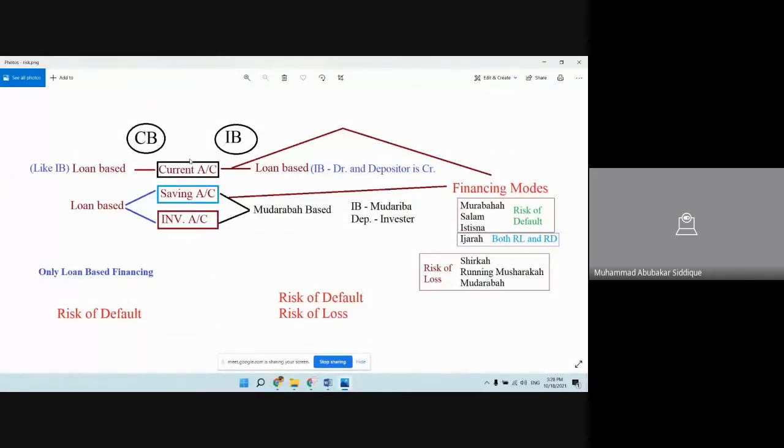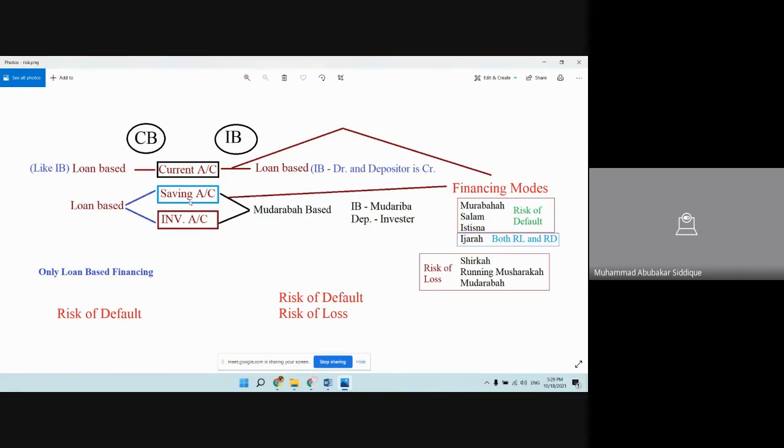Otherwise, there is no difference regarding the remuneration, because this current account is known as a non-remunerative current account. Non-remunerative. Remuneration means reward, profit. Because this account does not generate any profit for the client, neither in the conventional bank nor in Islamic banks. This is the loan-based account.